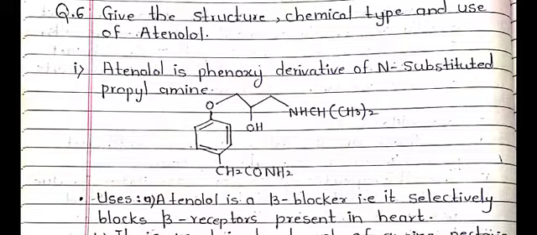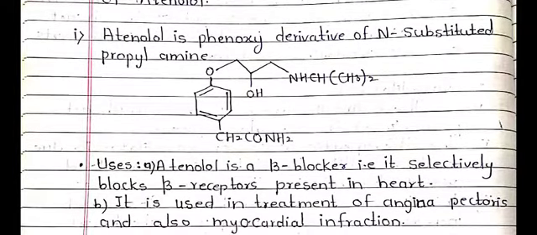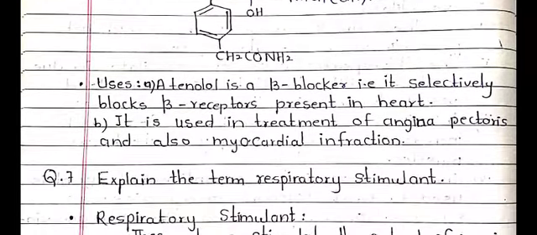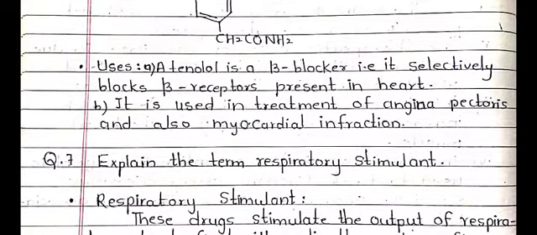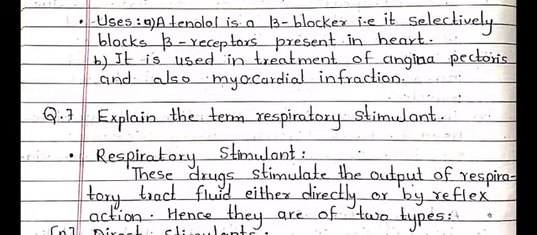Atenolol's structure is CH2CONH2, CH2, CHOH, CH2, NHCH(CH3)2. Use: atenolol is a beta blocker, that is, it selectively blocks beta receptors present in the heart. It is used in the treatment of angina pectoris and also myocardial infarction.